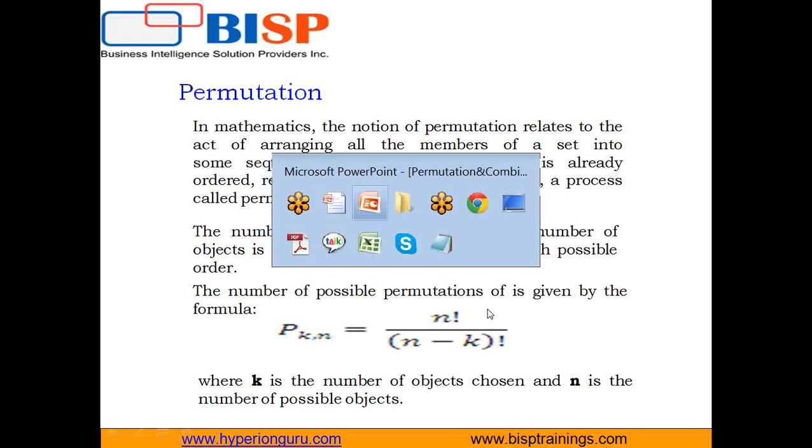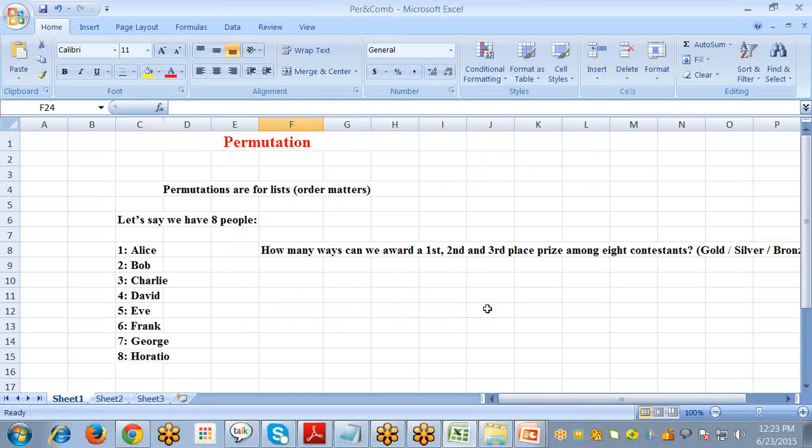So I am explaining this with the help of a simple example. Let us suppose we have 8 people and we have to calculate how many ways we can award a first, second, and third place prize among 8 contestants, which are gold, silver and bronze. Also note that permutations are for lists and this order does matter.